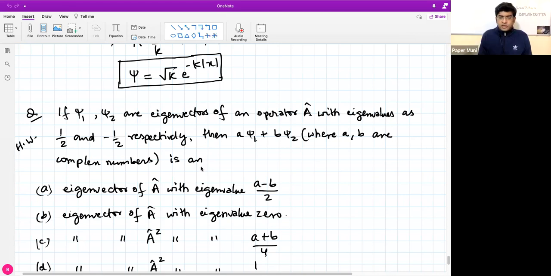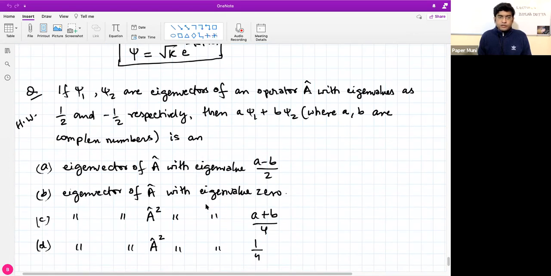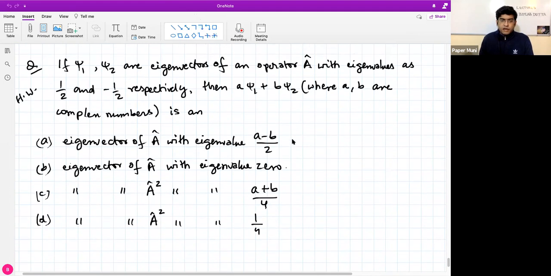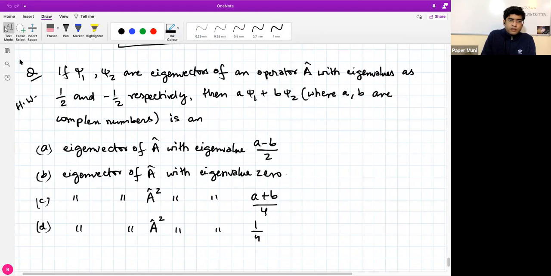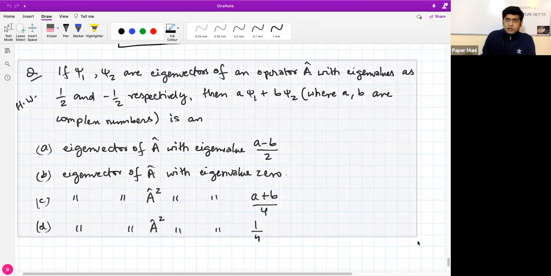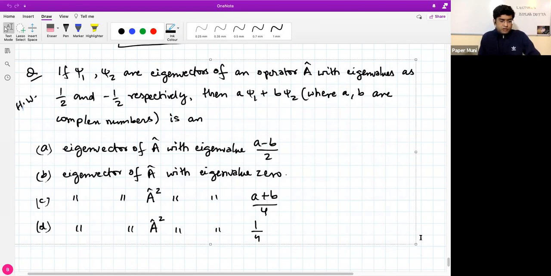So this was the question which I gave you in the last class. Were you able to solve it? If psi1 and psi2 are eigenvectors of an operator A with eigenvalues half and minus half respectively, then A psi1 plus B psi2, where A and B are complex numbers, is an eigenvector of what? These are the options. Were you able to solve this question? This was the question given to you.